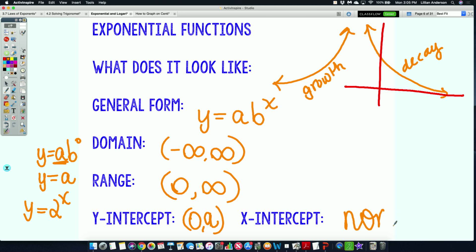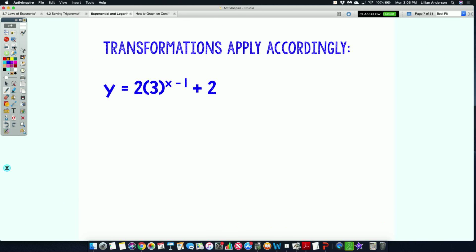None. Very good. Now, of course, your transformations apply to exponential functions, just like they did with quadratic functions. Okay, y'all remember all your transformations? Okay. Well, if I give you this, oh boy, okay, what is the most basic parent function first off? 3 to the x. Very good, because whatever your base is, whatever your exponent is being raised to, that was your original parent function.